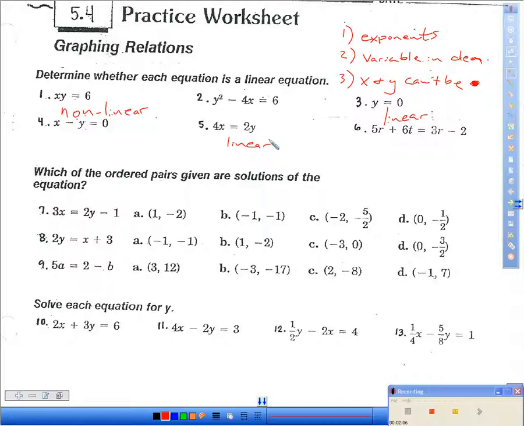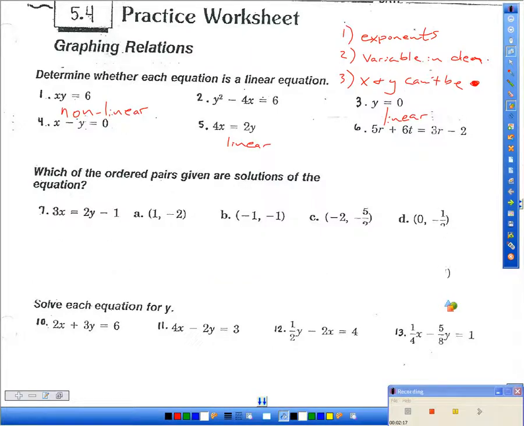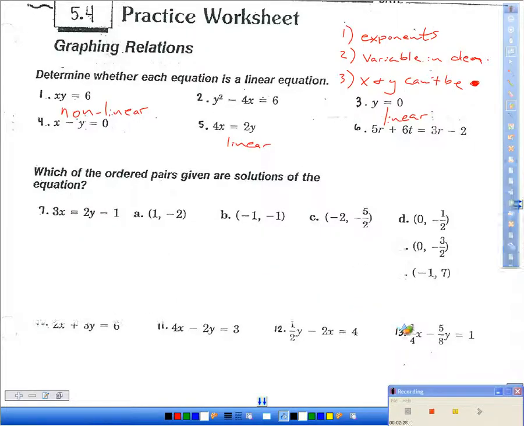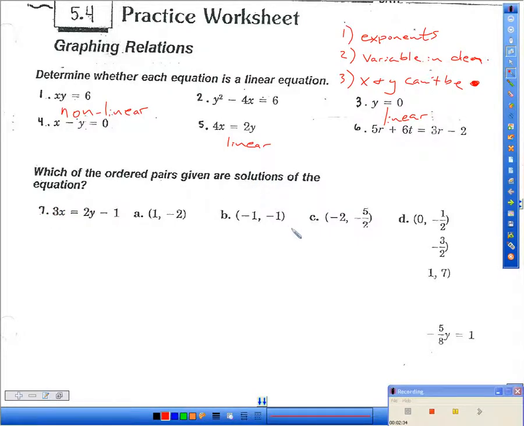Number 7, 8, and 9, the directions say which of the ordered pairs given are solutions of the equation. So on this, we've talked about today that with linear equations, we can really have more than one solution to an equation. We can have an infinite number of solutions to an equation that is linear. So that's what we're going to be looking at on this. The equation is 3x equals 2y minus 1. We know that any solution to an equation makes the equation true when we substitute these x and y values in place of x and y.